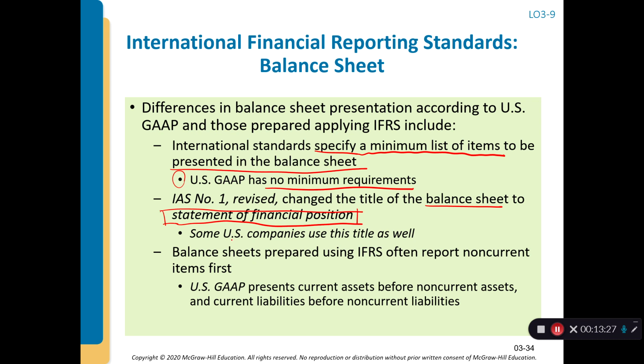And some US companies do use this name. And the most interesting part is the third point. The third point says that the balance sheet under IFRS often reports non-current assets before current assets. However, US GAAP always presents based on liquidity, right? So we always report current assets before non-current assets, and current liabilities before non-current liabilities.